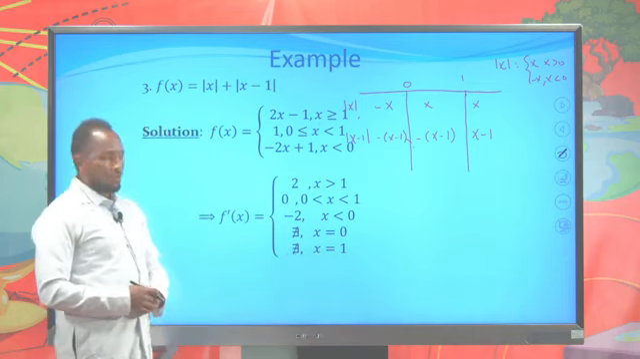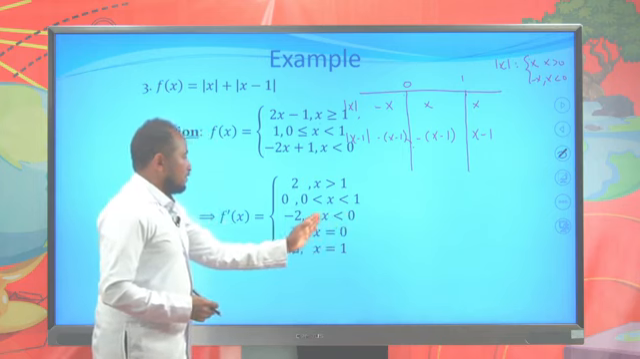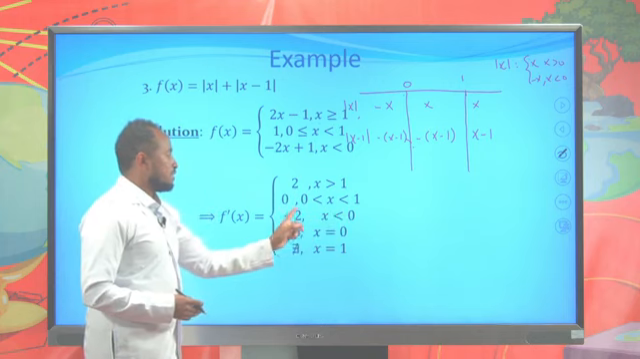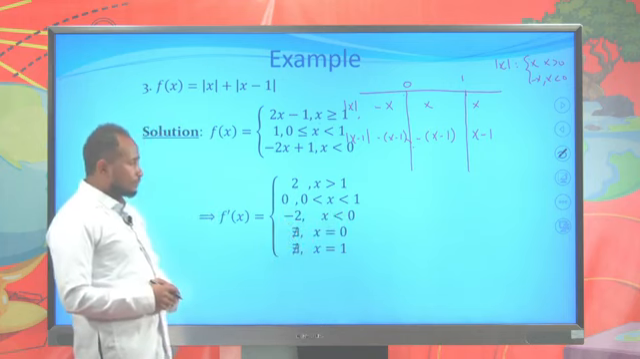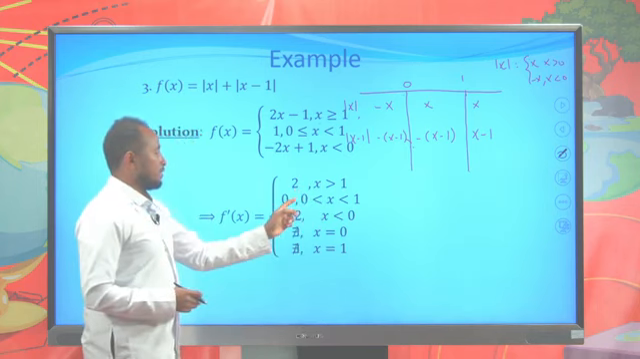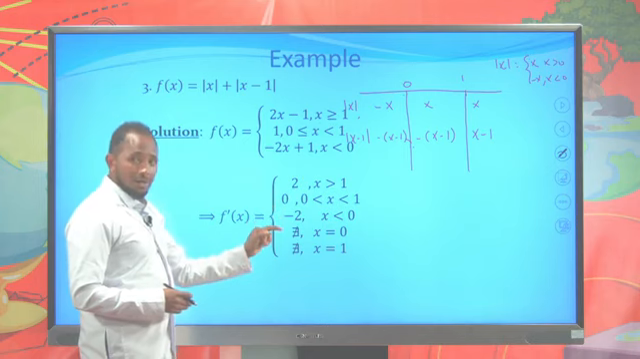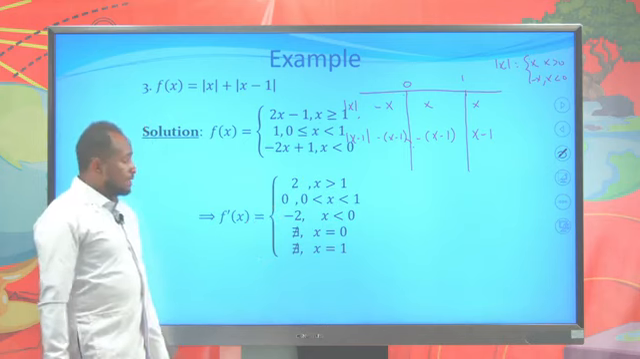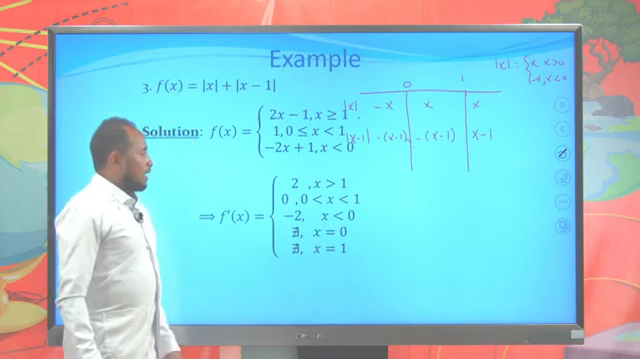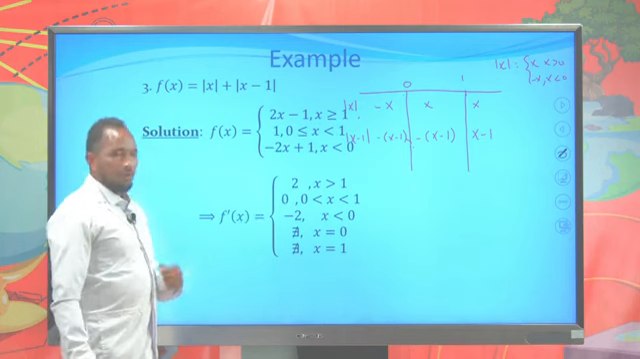And let's check at x equals 0. The left side derivative of the function at 0 is negative 2, and from the right of 0, the derivative is 0. Since these two are not equal, this function is not differentiable at x equal to 0. So now I can write the interval of differentiability of this function.